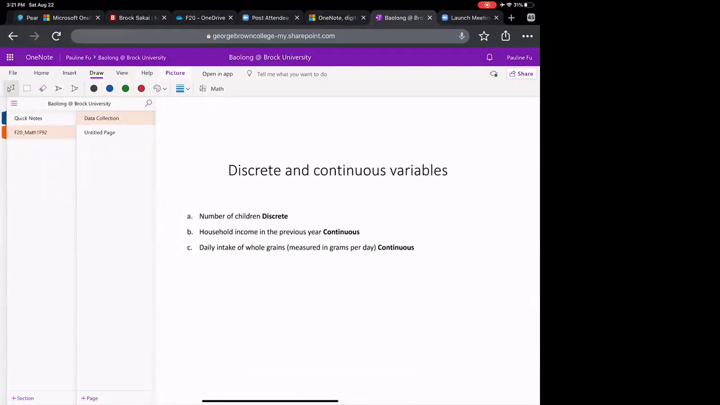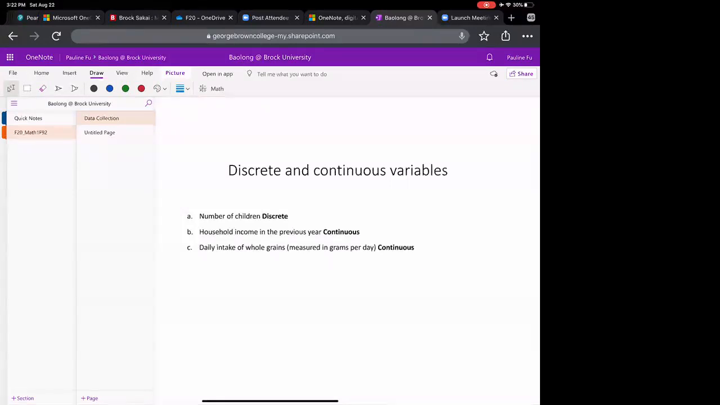If the data is quantitative, we can further divide quantitative data into discrete and continuous data. A discrete variable is a quantitative variable that has either a finite number of possible values, for example, number of children, or a countable number of possible values. For example, how many hours do you study in a week? So those are discrete variables.